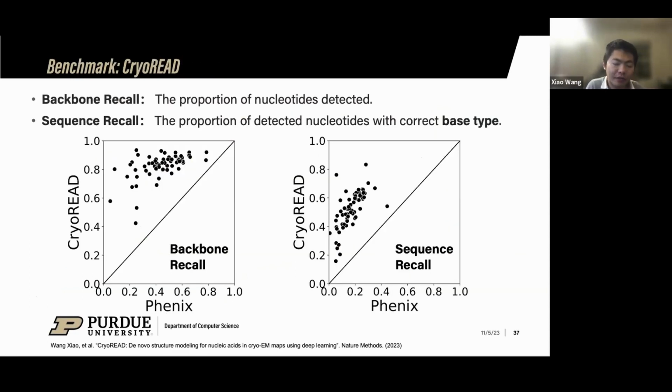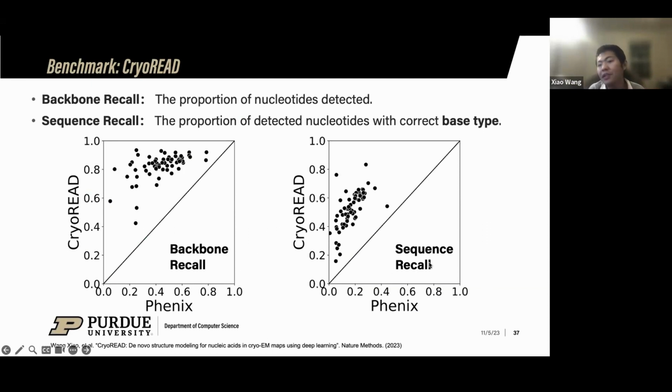Then after the framework of CryoREAD is built, we benchmarked it on one data set with many cryo-EM maps. We measure it across two measurements. First is the backbone recall. For backbone recall, we just check how many nucleotides in the ground truth have nearby predicted nucleotides. And for that, the backbone recall is more than 80% for CryoREAD, while for Phoenix it's only around 50%.